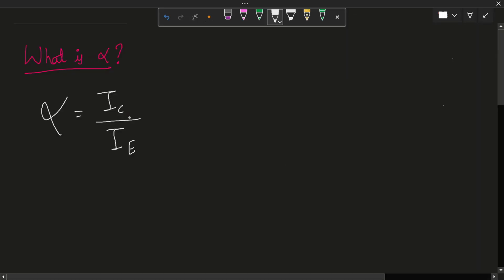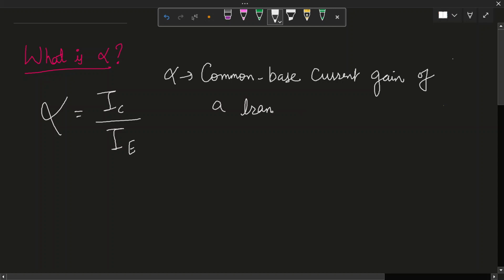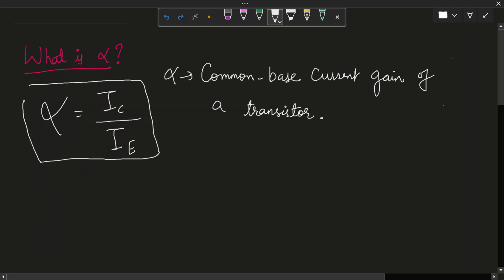What is alpha? Alpha is the common base current gain of a transistor and it is defined as the ratio of IC by IE. Mathematically it is given by the ratio IC by IE, that is the collector current divided by emitter current.